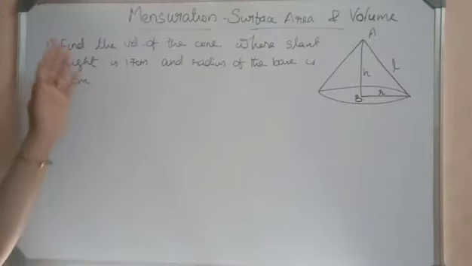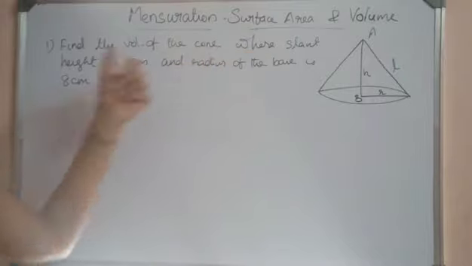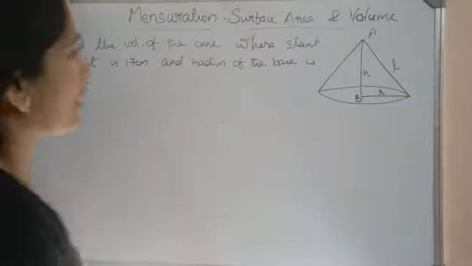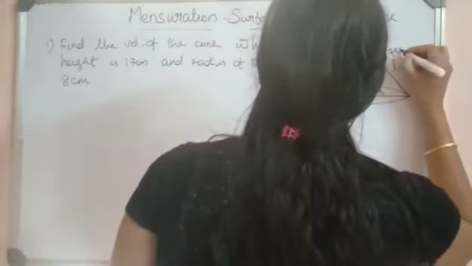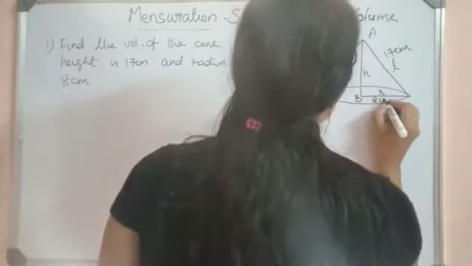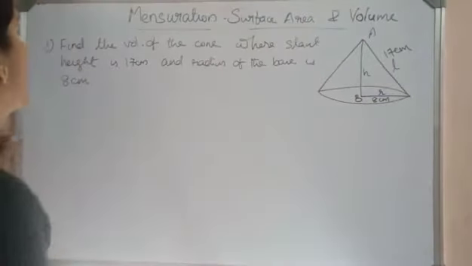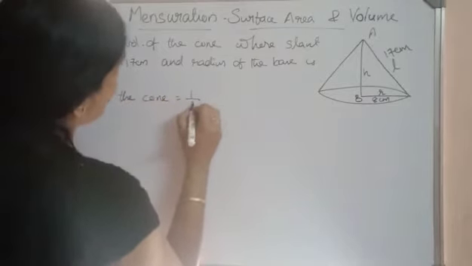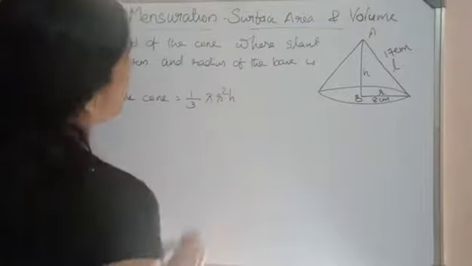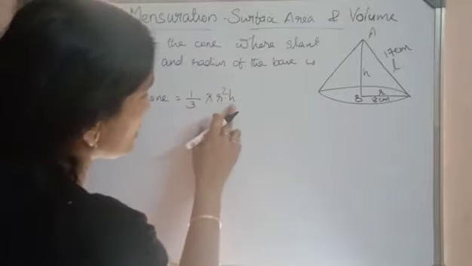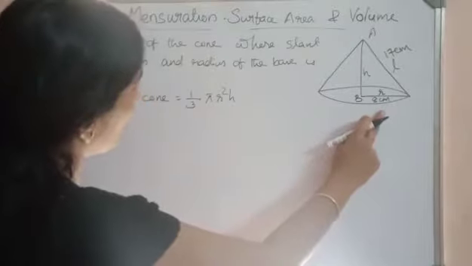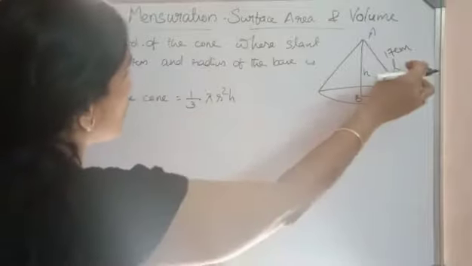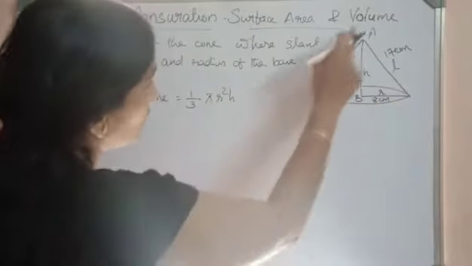Let's consider an example. Find the volume of the cone whose slant height is 17 centimeters and the radius of the base is 8 centimeters. It is given that the slant height is 17 centimeters and the radius is 8 centimeters. So we need to find the volume of the cone. As per the formula, volume of the cone is 1 by 3 pi r square h. Here we need the values of the radius as well as the height. We know the radius is given as 8 centimeters and the slant height is given as 17 centimeters. So by using these two values, we have to find the height of the cone.